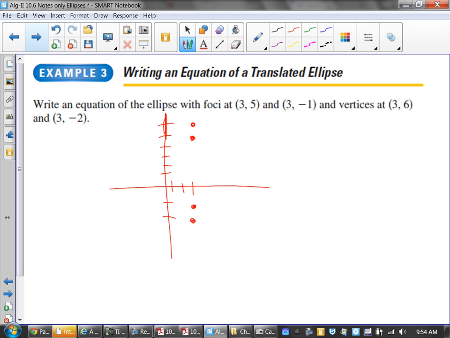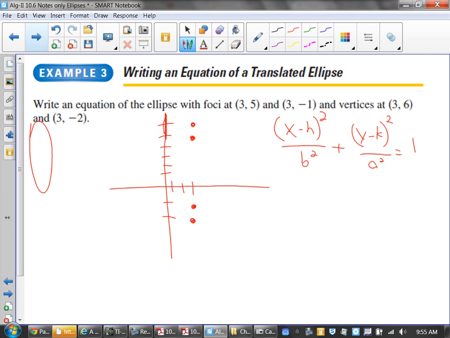So I know that this is going to wind up looking like this, which means when I write it out, I'll have x minus h quantity squared over b squared plus y minus k quantity squared over a squared equaling 1. What don't we know? The center. Well, what would you do to find the center? Find the distance between the foci. And then what? And divide by 2.